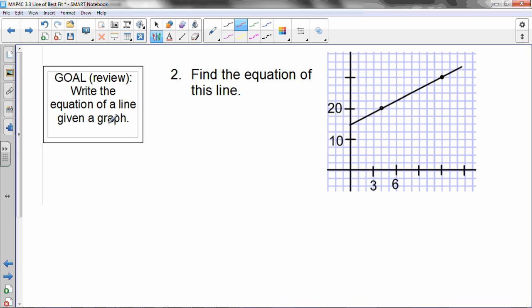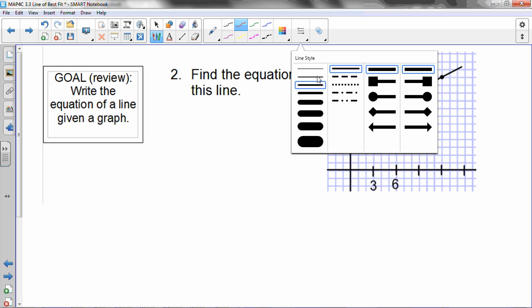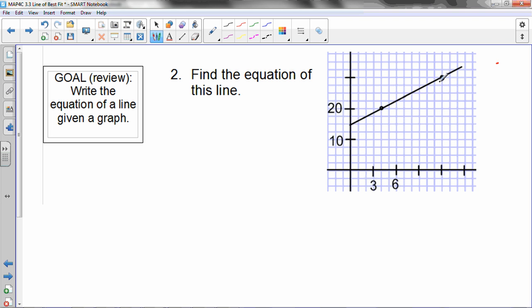The second goal is to write the equation of a line given a graph. So here's a graph, and so this is a little bit of review of grade 9 and 10 stuff. Equation of a line, y equals mx plus b, right? And if we want to go from the graph, these 2 points are kind of written here, right? So I'm going to write them on there.